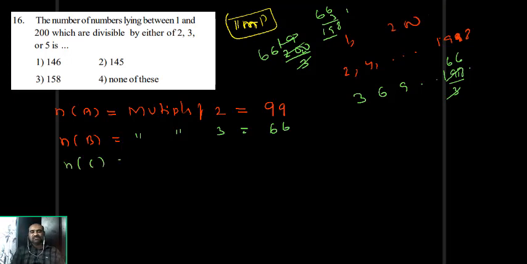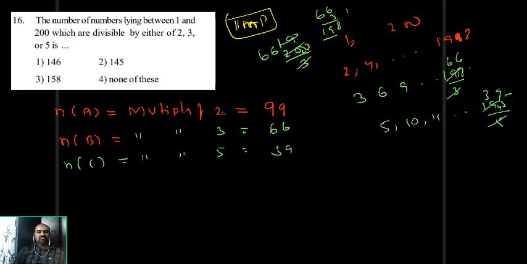n(C) means multiples of 5: 5, 10, 15, and so on, up to 195. So 200 divided by 5, 5 threes are 15, remainder 4, 39. They are 39 in number. Most of the students will make a mistake, they will add all this, but multiples of 6 are counted 2 times, multiples of 15 are counted 2 times, multiples of 10 are counted 2 times. So that I will remove.